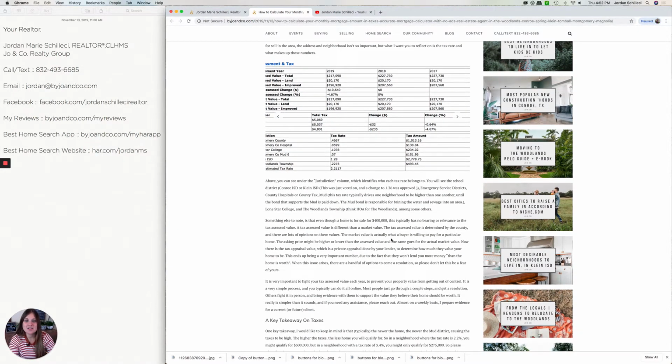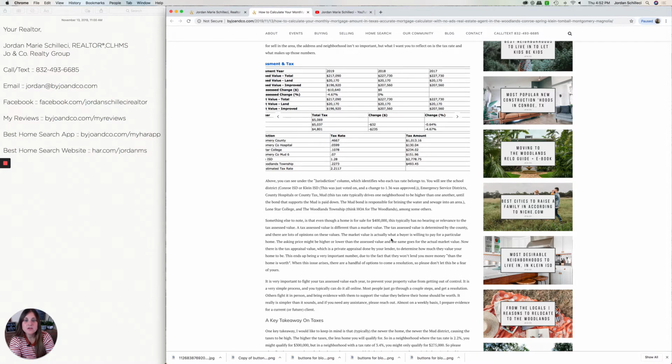Above you can see under the jurisdiction column, which identifies which entity each tax rate belongs to. Okay, that totally doesn't make sense, but y'all get what I'm saying. So under the jurisdiction column, that corresponds with the tax rate, which therefore corresponds with the tax amount. So I kind of went through this already. I read through those on the left.